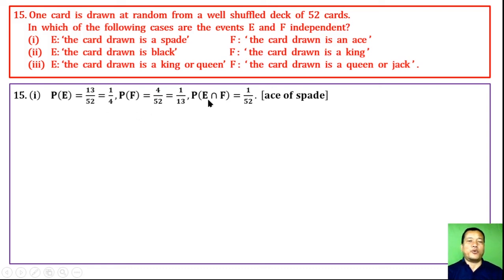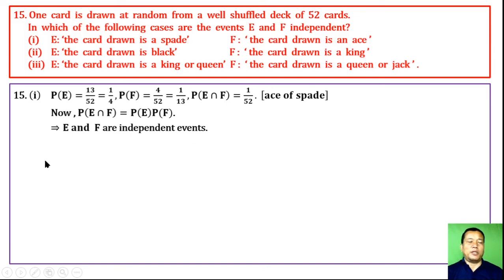And spade with ace, what does it mean? E intersection F is the ace of spades, which is only 1. Therefore, its probability is 1 by 52. Now, P of E intersection F equals P of E into P of F, which implies E and F are independent events.